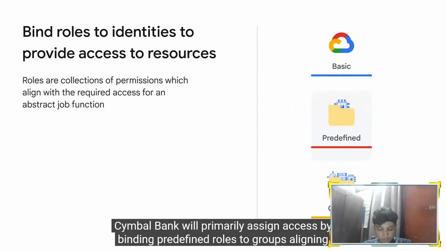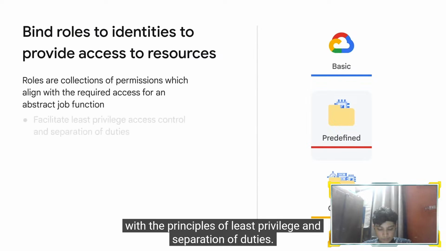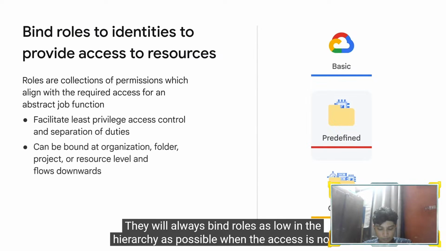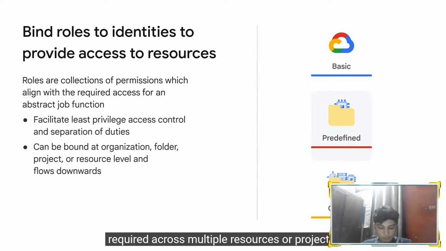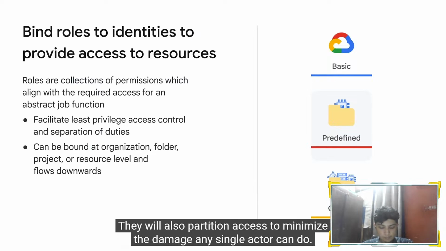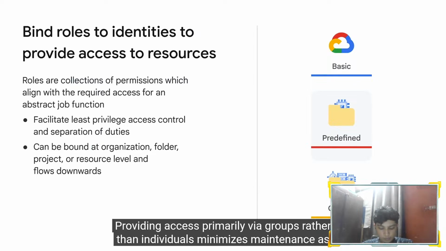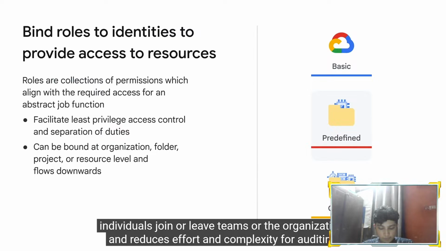be used. Symbol Bank will primarily assign access by binding predefined roles to groups aligning with principles of least privilege and separation of duties. It will always bind roles as low in the hierarchy as possible when the access is not required across multiple resources or projects. It will also partition access to minimize the damage any single actor can do. Providing access primarily via groups rather than individuals minimizes maintenance as individuals join or leave teams or the organization and reduces effort and complexity for auditing activity.